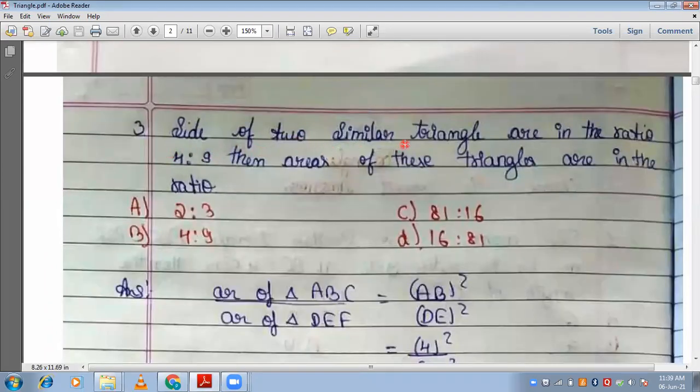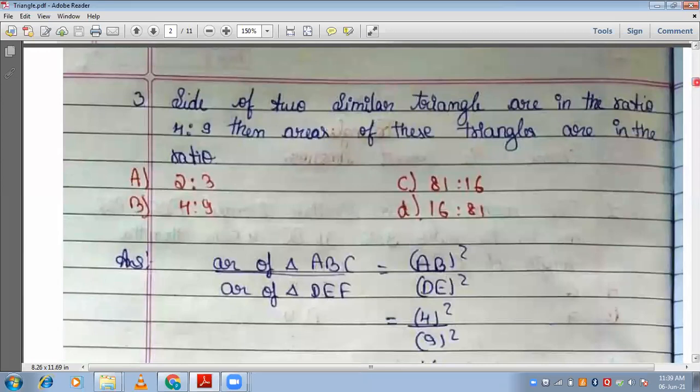The sides of two similar triangles are in the ratio 4 is to 9. Then the areas of these triangles are in the ratio question mark. They gave two similar triangles with ratio 4 is to 9. So we know the formula. Use the area of similar triangles theorem: area of triangle ABC divided by area of triangle DEF is equal to AB square by DE square.